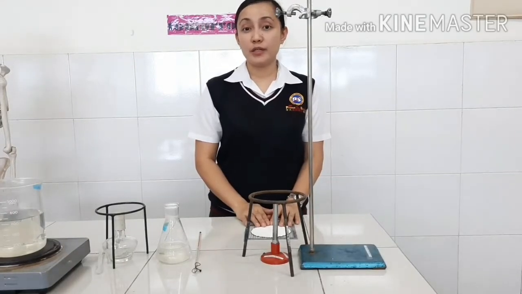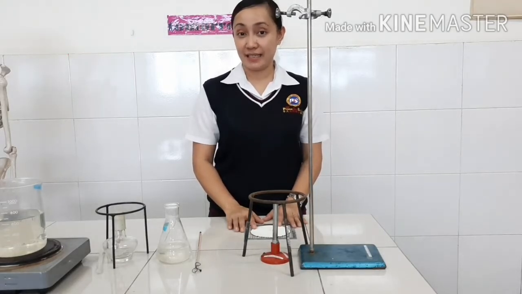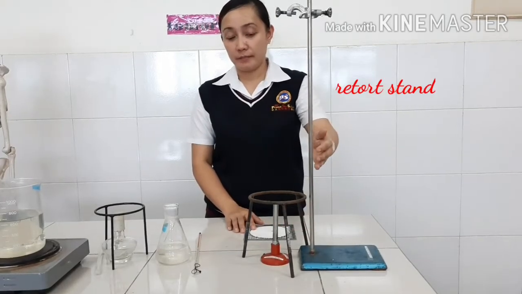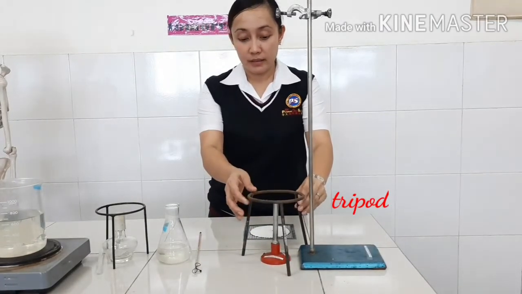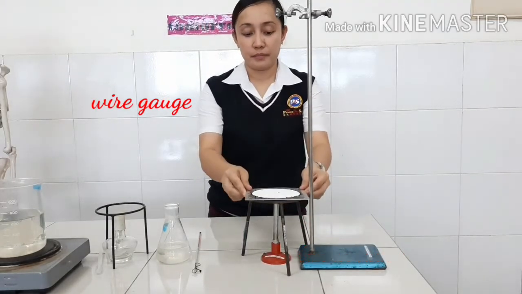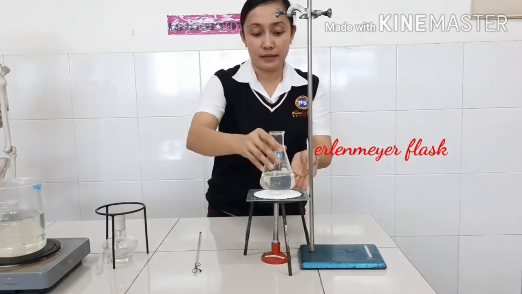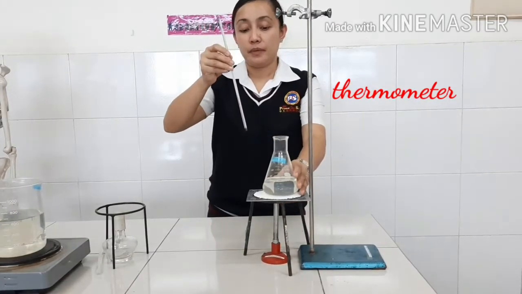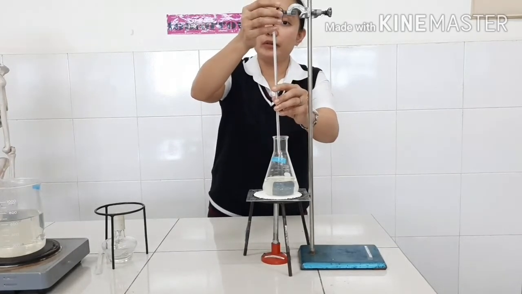Now, let us try to answer the Try This section of your pupil's book. It's on page 6. It is about Mr. Lim's experiment. Here are the materials that we need. We have here a retort stand, a tripod, Bunsen burner, wire gauze, Erlenmeyer flask with water, and of course, we need a thermometer. We are going to measure the boiling water, so we are going to set it up like this.